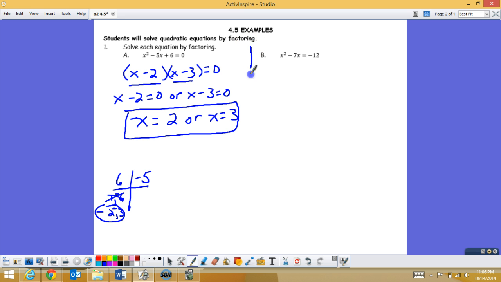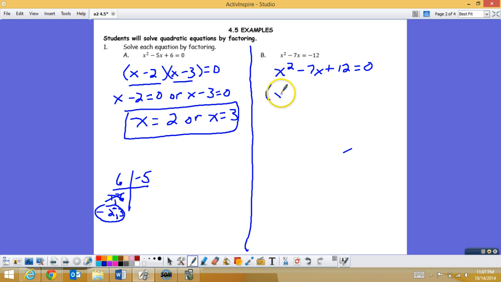Now, in order for us to be able to use this zero product property, we need to set this equal to 0. So what we're going to do in this one, it's not set equal to 0, so we're going to move this 12 over here by adding it. So once we move that, x squared minus 7x plus 12 is equal to 0. So then we can factor this. Since a is 1, we can go right to here pretty easily.